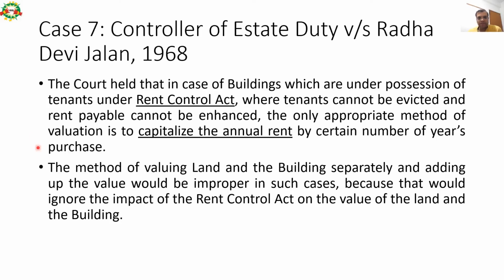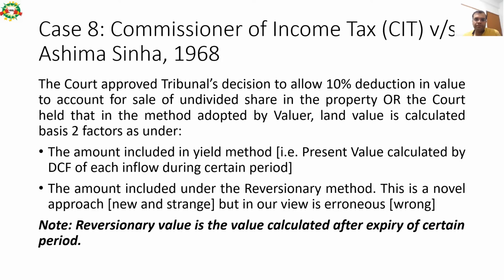In that case, the method of valuing the land and the building separately and adding up to the value would be improper, because that would ignore the impact of the Rent Control Act on the value of the land and the building. Because the Rent Control Act is applicable, the land and building owner will never get it back. He only has a right to get a perpetual rent from the property. So that perpetual standard rent is required to be capitalized to arrive at the valuation of the property, and this is the judgment of case number 7.